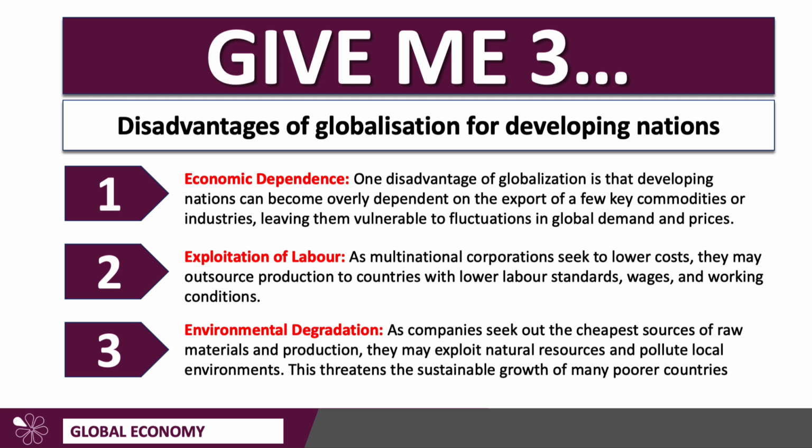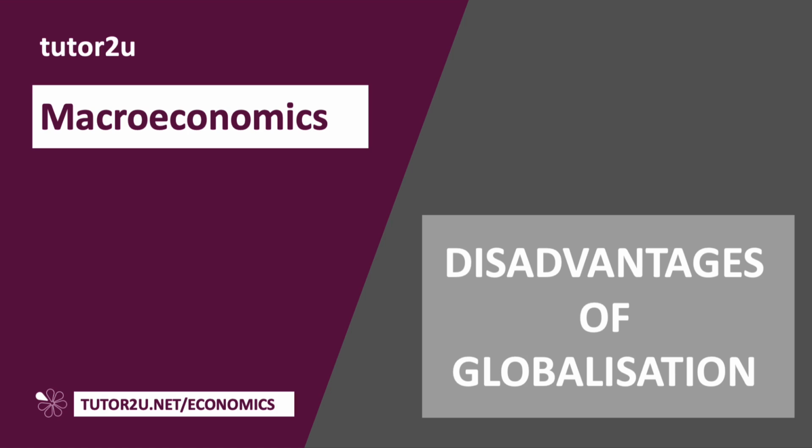And a third potential disadvantage, again, refers to the environment. Environmental degradation. So multinational companies seeking out the cheapest sources of raw materials and production, they may exploit natural resources and increase pollution in local environments. And of course this threatens the sustainable growth of many poorer countries. According to the World Bank, environmental degradation costs developing countries an estimated $5 trillion per year, or about 6% of their GDP. So there we go, 3 disadvantages of globalisation for high-income countries and the downside of globalisation potentially for emerging and developing countries too.